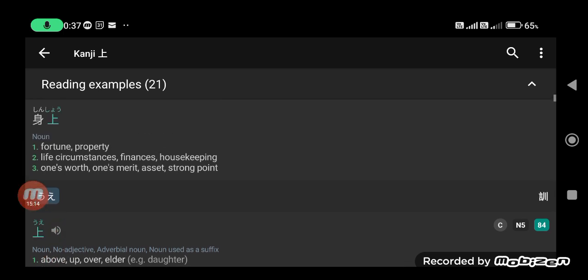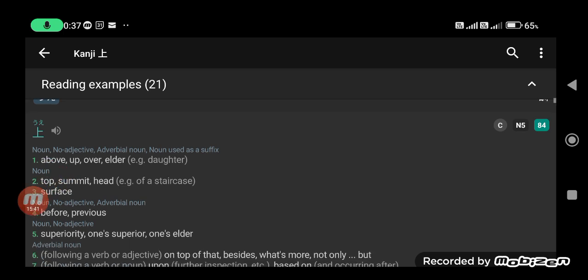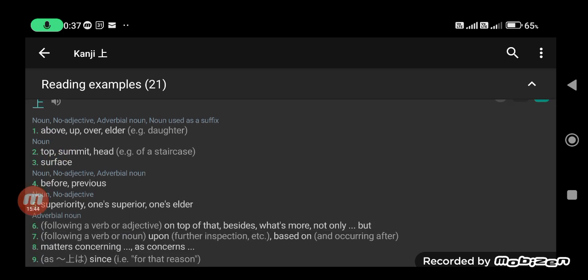Uwe. So, uwe, this is a kunyomi. Uwe. So, minasan, this symbol here means kunyomi, to give you an idea. Okay, so noun, it could be a noun, a no adjective, an adverbial noun, or a noun being used as a suffix, meaning above, up, over, elder. So, top, summit, head, surface. It could be before or previous when it is acting as a no adjective type of noun or adverbial noun.